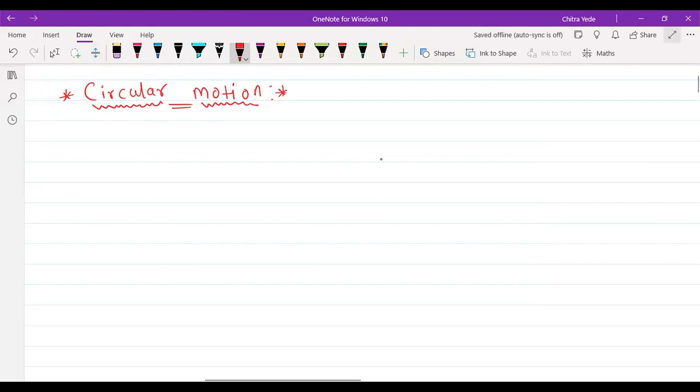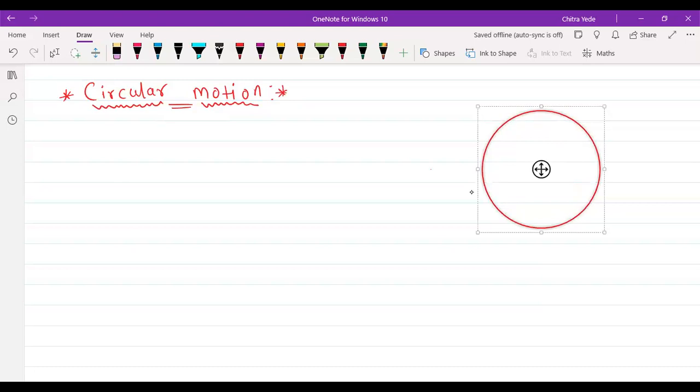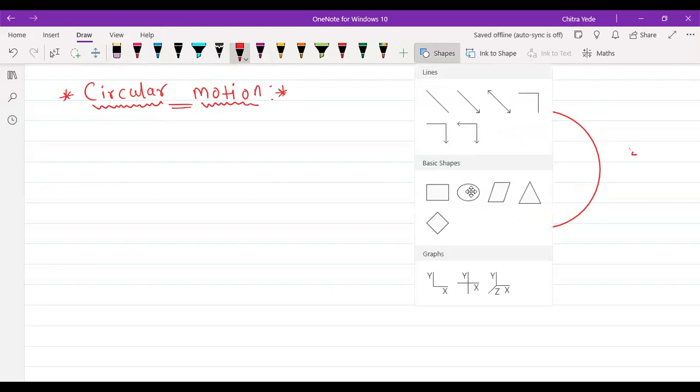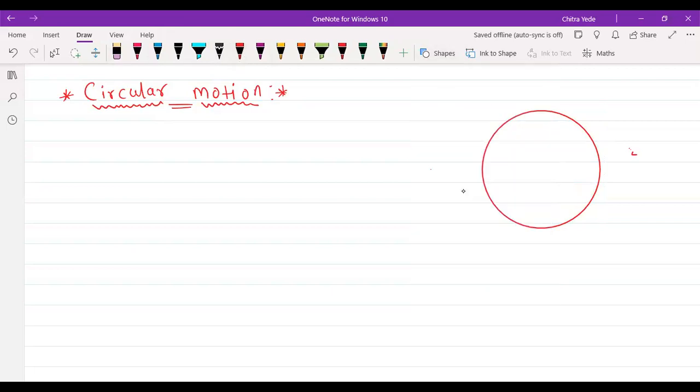Okay, circular motion. See, so I have to draw first the circular path here. Okay, so this is the circular path, right? Wait, let me change it a little. Sometimes it's not working when I use the shape tool.